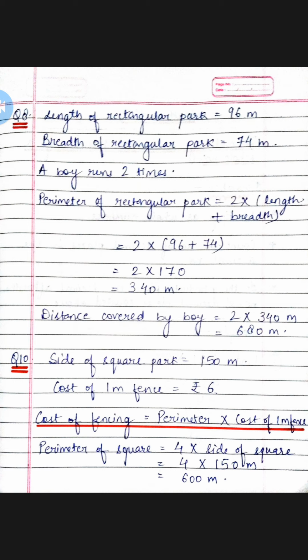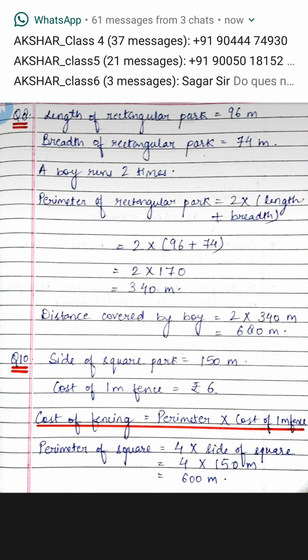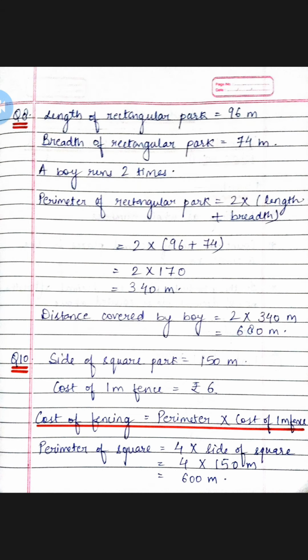Find the cost of fencing a square park of side 150 meter. That means the side of the square park is given how much? 150 meter. So first of all I have written, side of square park is equal to 150 meter at the rate of rupees 6 per meter. Per meter means 1 meter. So the cost of 1 meter of fence is given how much? Rupees 6. And you have to find out the total cost of fencing the park.